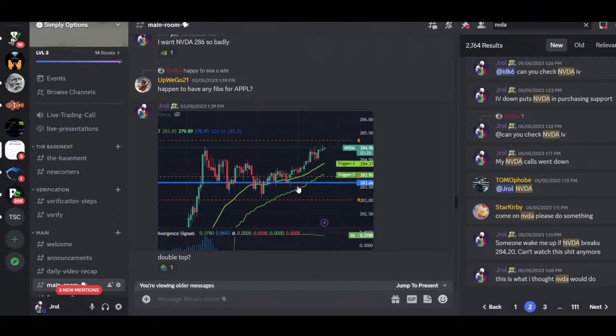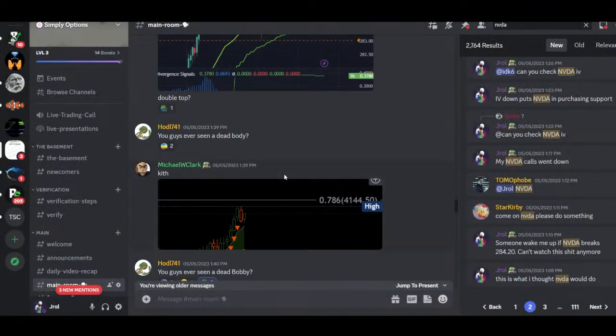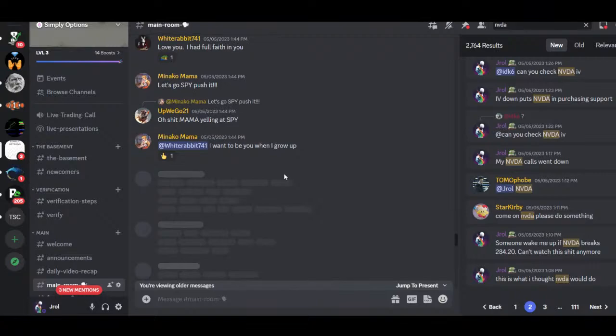Okay, so here we go. So now we're looking at it on the chart itself. So here is where we were talking about before, where NVIDIA was hanging out and finally pushed above this 284.20 level and got this nice push higher. And during this push higher, price of the contracts went down and we were in the red. We were losing money. But because NVIDIA IV down puts it into purchasing support, NVIDIA was able to move from 284. Where do you guys think it ended up going?